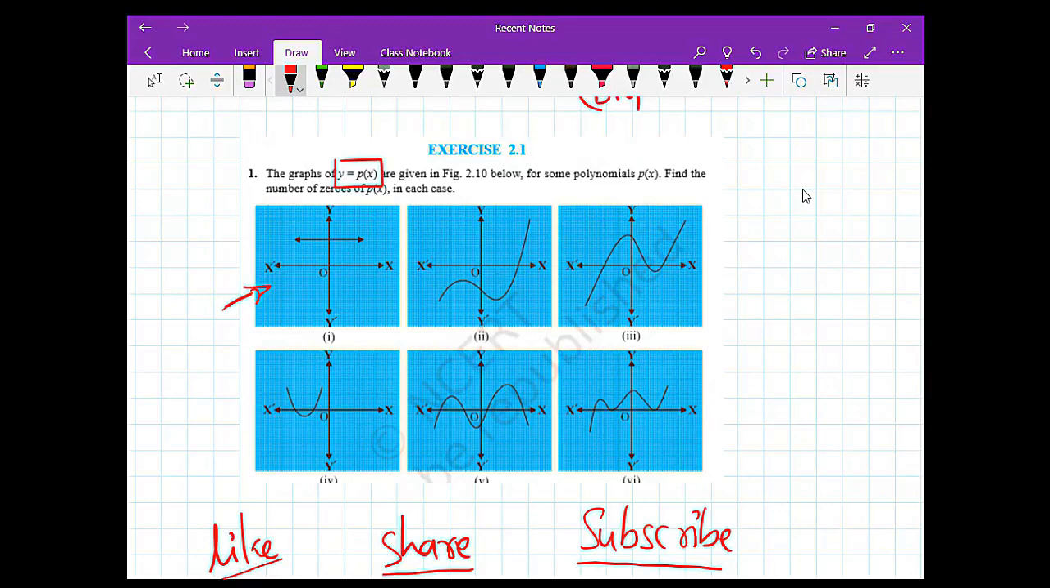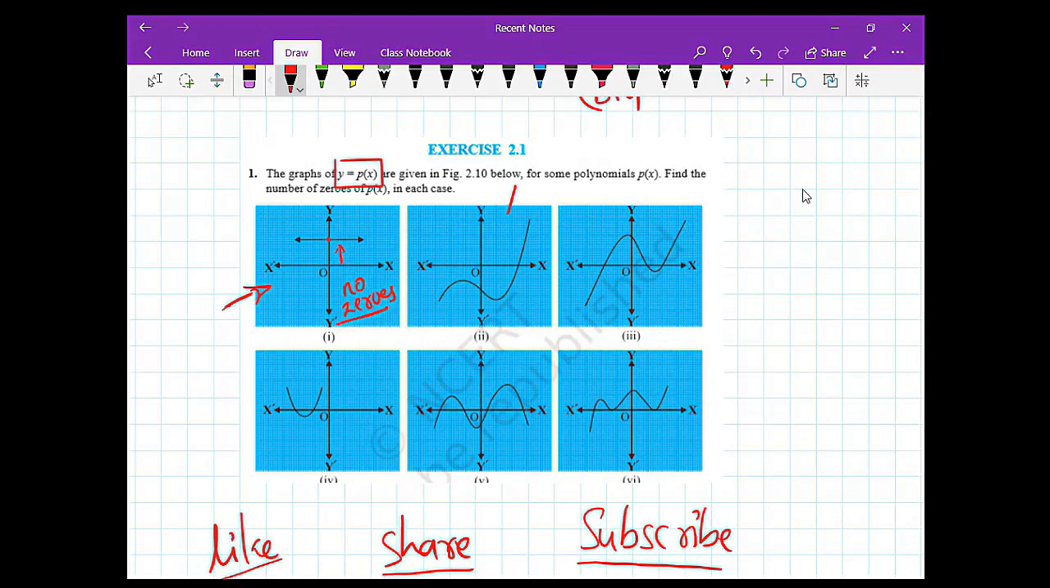Okay. See, this line is a straight line and parallel to the x-axis. Yes, the line is parallel to the x-axis, but it is intersecting the y-axis. It means there are no zeros. There are no zeros of the polynomial. Only if it is intersecting do you have to get the number of zeros, but there is no intersection on the x-axis. So you have to leave it. It means the answer will be no zeros.